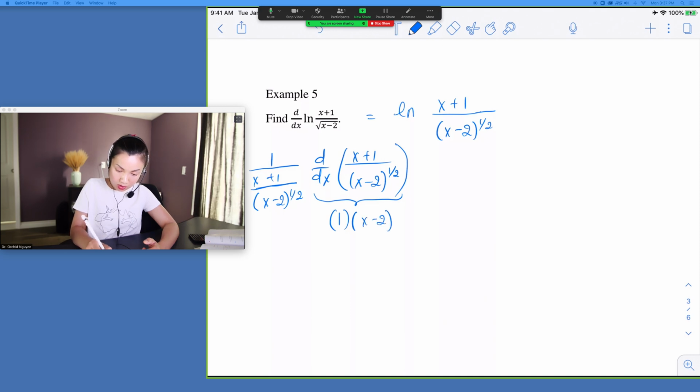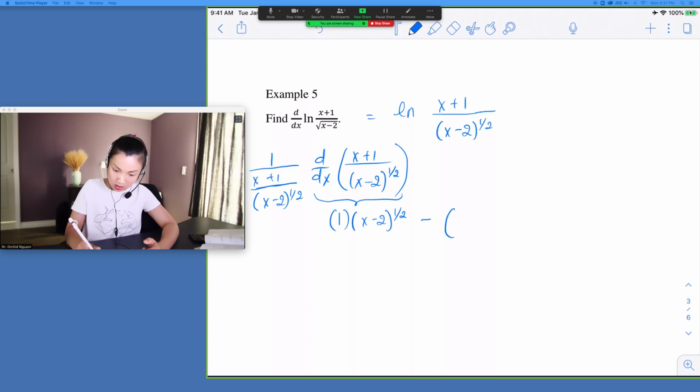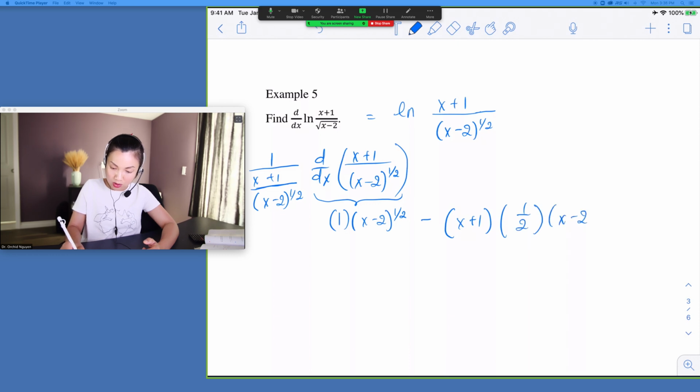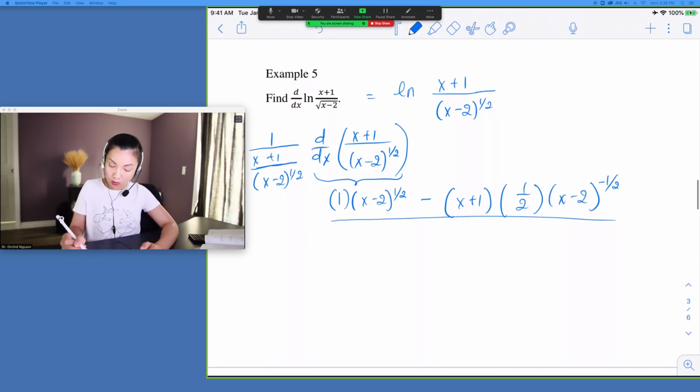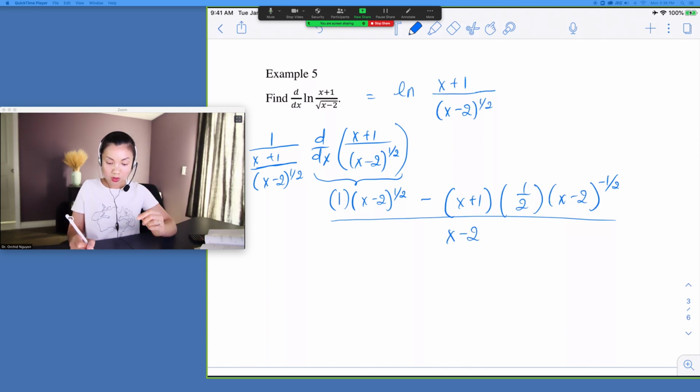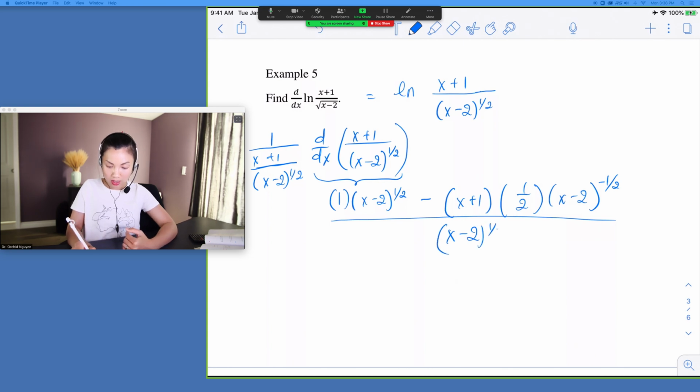(x minus 2) to the 1/2 minus (x plus 1), and then I take the derivative of this one, so it's 1/2 (x minus 2) to the negative 1/2, and everything is going to be over (x minus 2) to the 1/2, and you square it. So here, the 1/2, and then I have to square it. So it just cancels out.